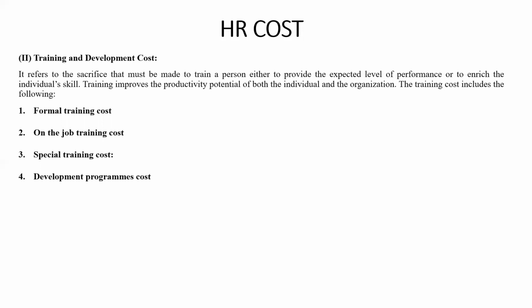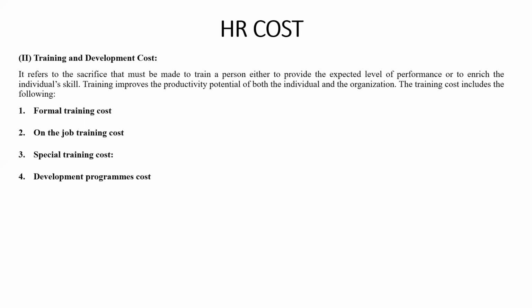First one is formal training cost. Second is the on-the-job training cost. Third one is special training cost. And fourth one is development programs cost. Now, first is formal training cost.